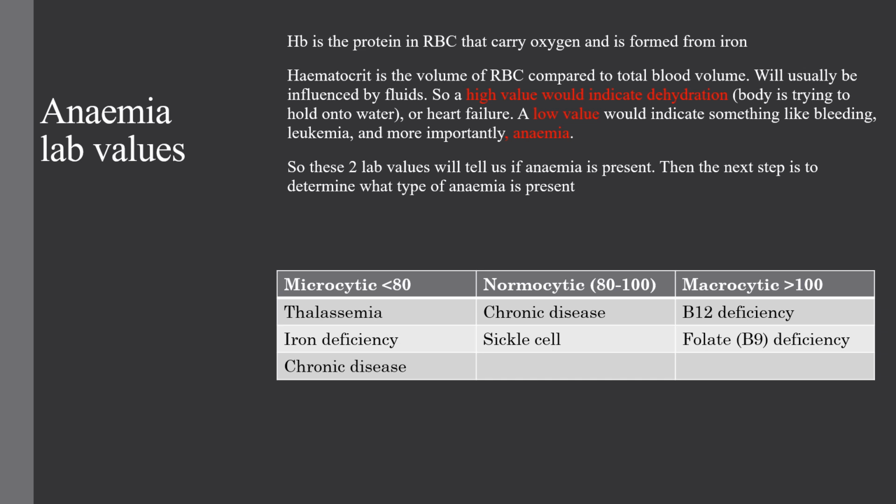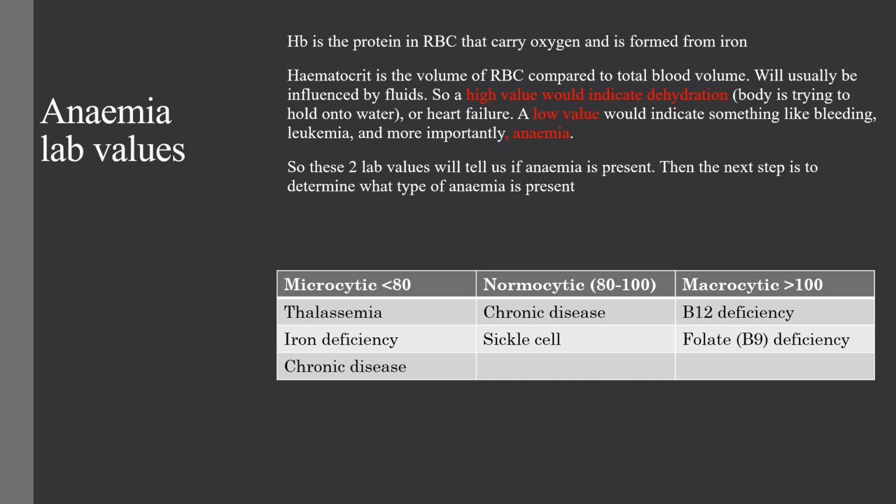So hematocrit is the volume of red blood cells compared to the total blood volume. This will usually be influenced by fluids. So a high value would usually indicate something like dehydration, where the body is trying to hold on to that water, or something like heart failure, which is a buildup of fluids because your heart is not pumping properly, leading to high volume. And a low value would indicate something like bleeding or leukemia, but most importantly, a low value would indicate something like anemia. So basically these two lab values, hemoglobin and hematocrit, will tell us if anemia is present.